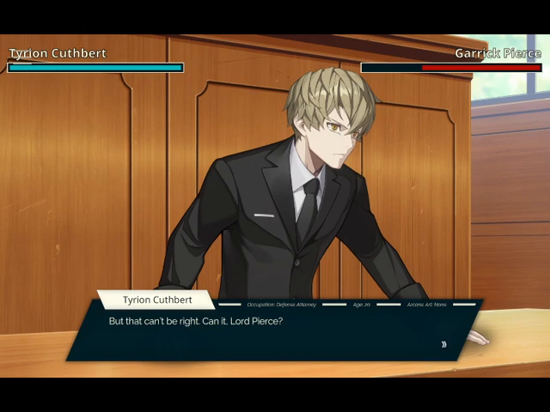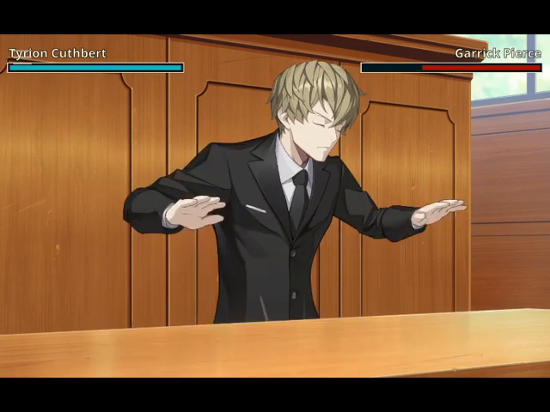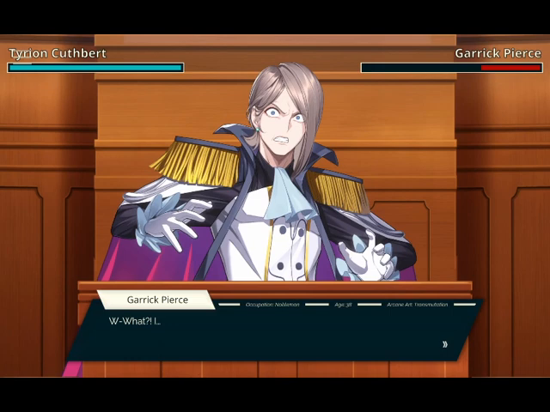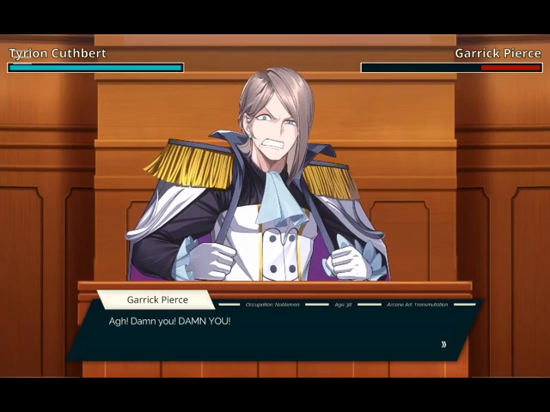But that can't be right, can it, Lord Pierce? This photo of the crime scene shows that the sword was left in the victim's body. How could she still be wielding her sword if she left it there? What? Oh, damn you! Damn you! Steelwind, why aren't you saying anything?